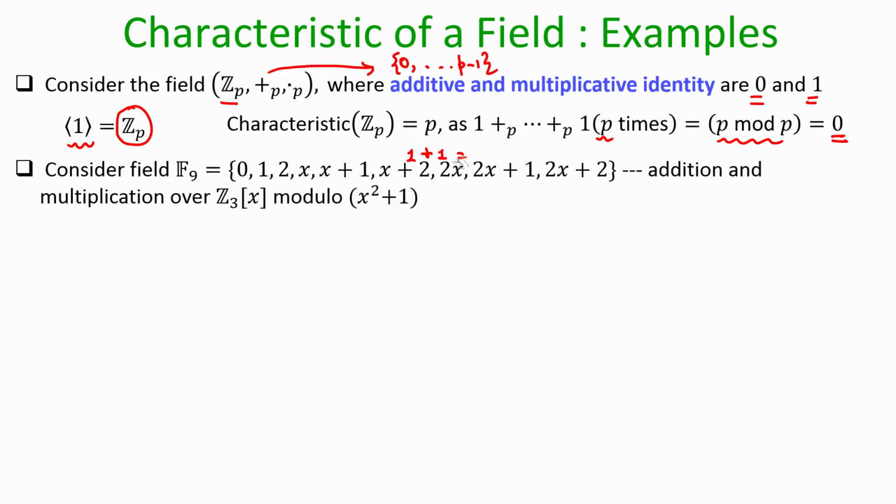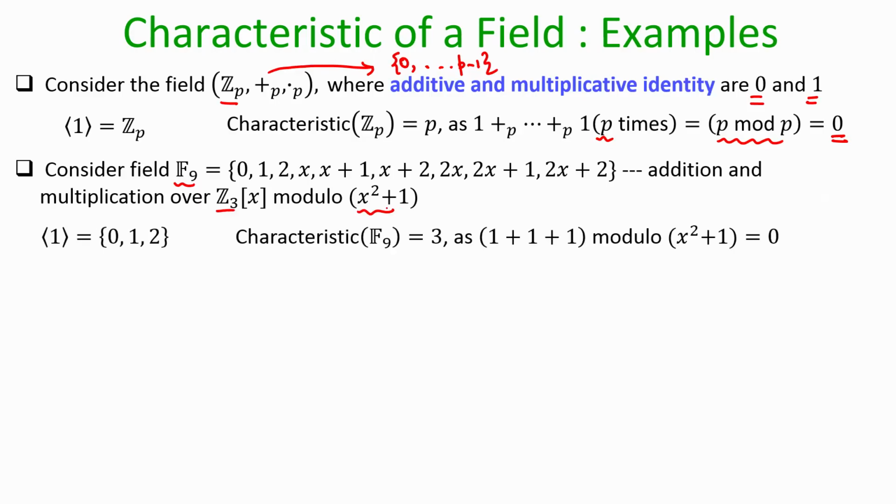Now, let us consider the field that we had constructed at the beginning of this lecture. This was the field consisting of 9 polynomials of degree 0 and 1 over Z_3, and all my operations are modulo x squared plus 1. Here the additive identity is the numeric 0 or the constant polynomial 0, and the multiplicative identity is the constant polynomial 1.